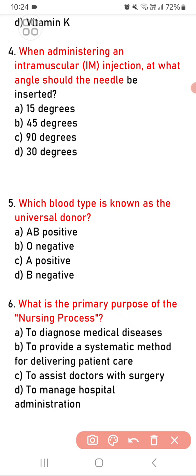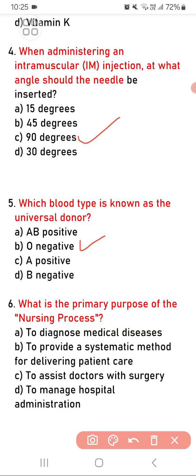Question number 4, when administering an intramuscular IM injection, at what angle should the needle be inserted? It is 90 degree. Question number 5, which blood type is known as the universal donor? O negative.